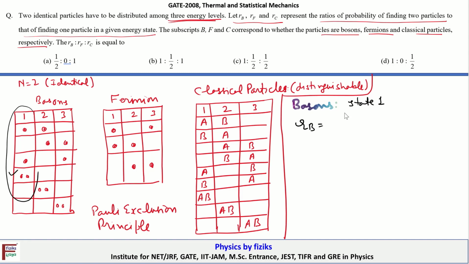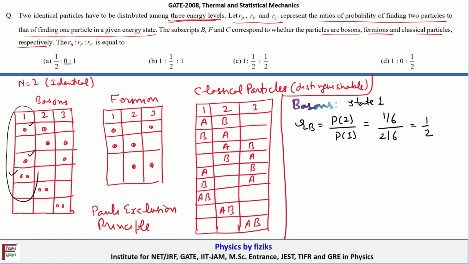So therefore the probability of finding two particles in a given energy state to the probability of finding a single particle in the same energy state is equal to 1 out of 6, divided by the probability of finding only one particle in an energy state. So there are two such possibilities, the first one and the second one. So that is equal to 2 divided by 6, and this is equal to 1 by 2.